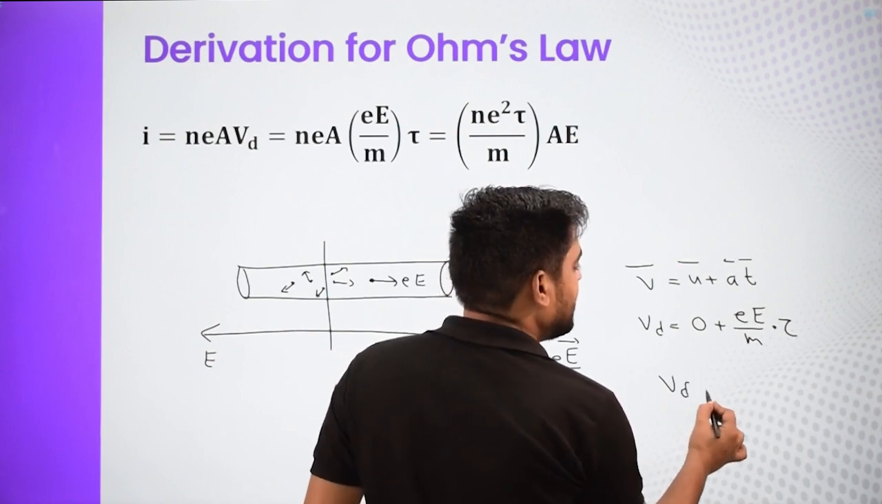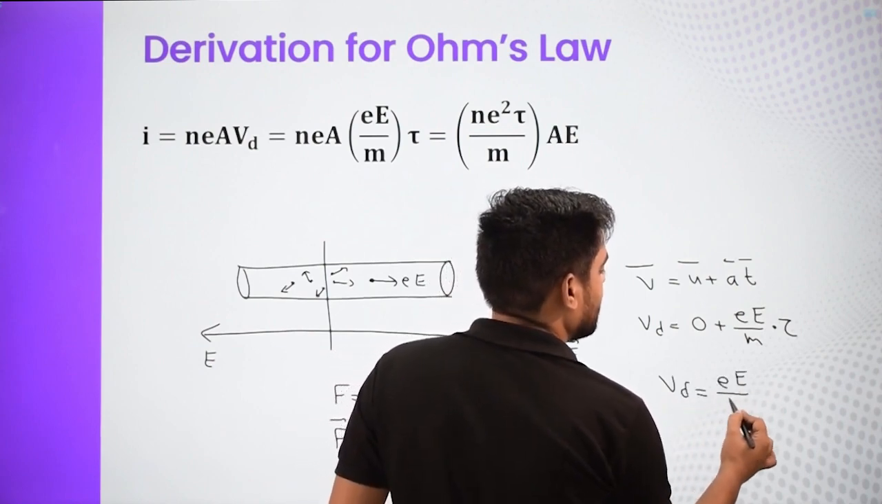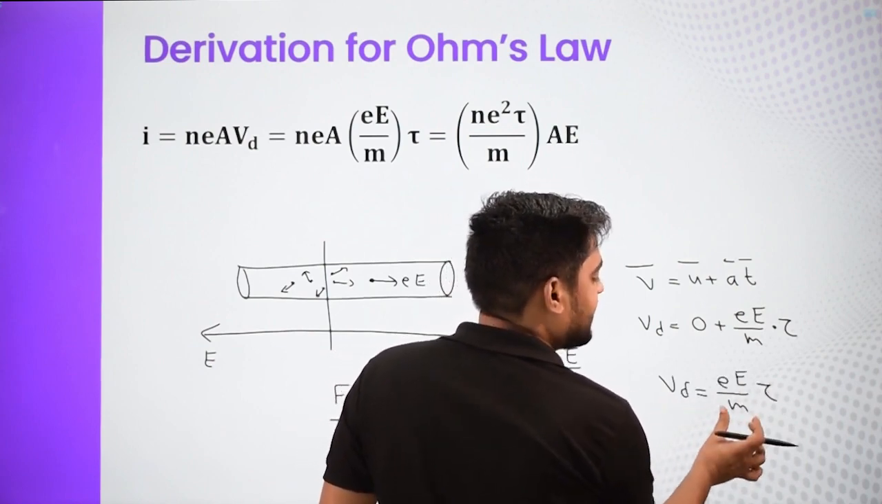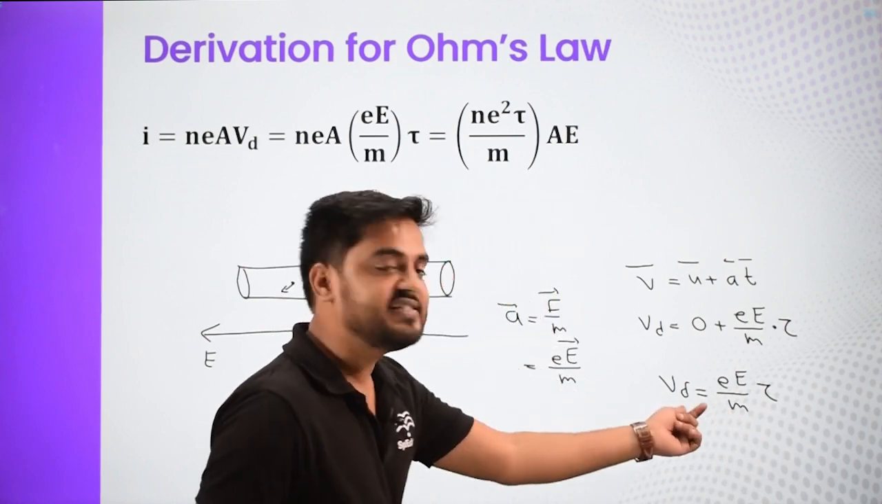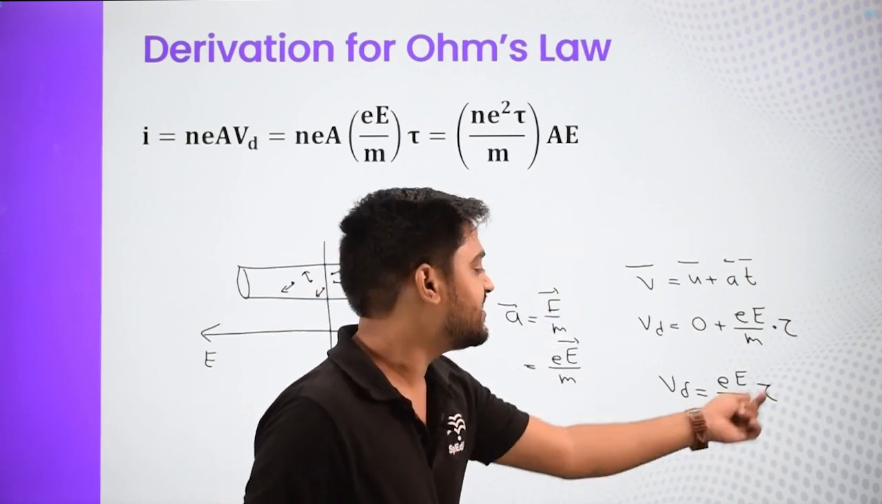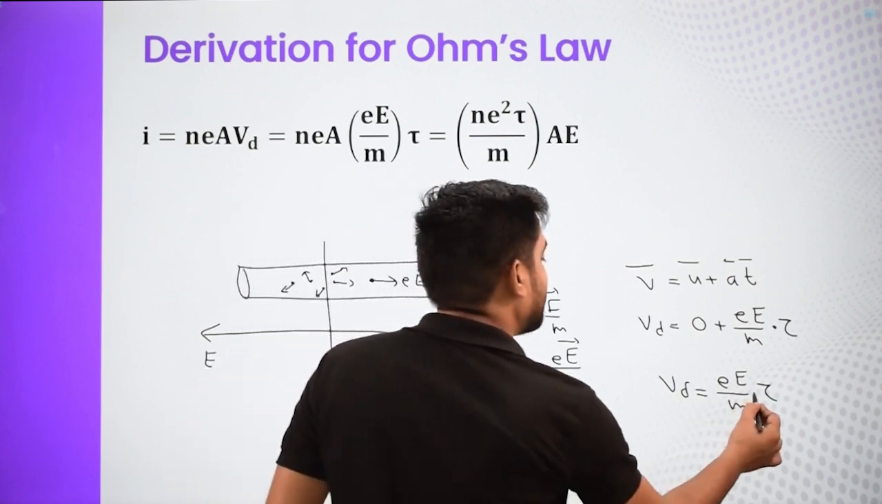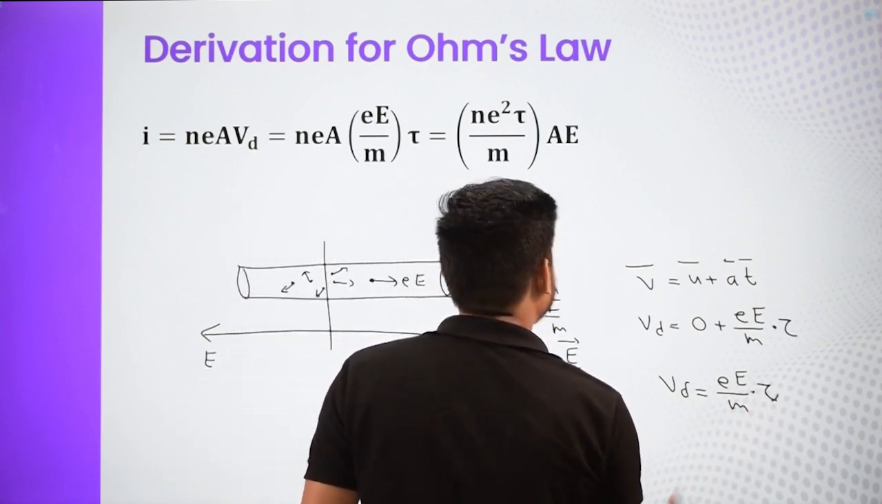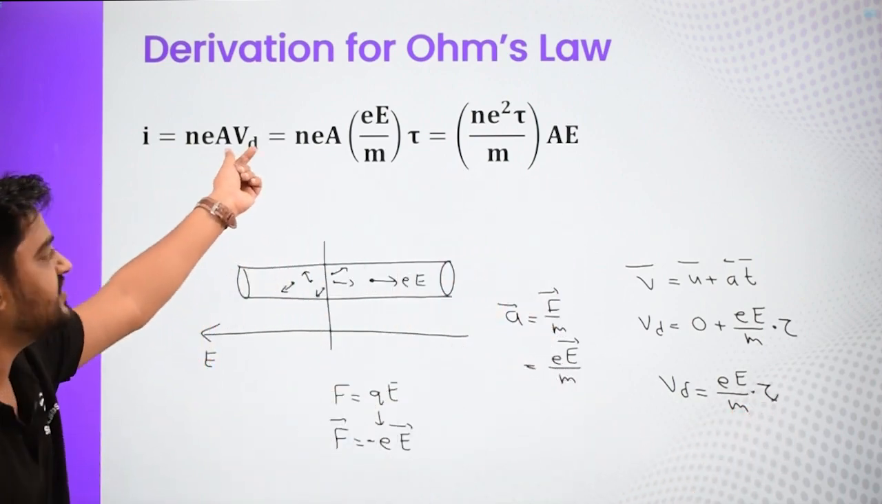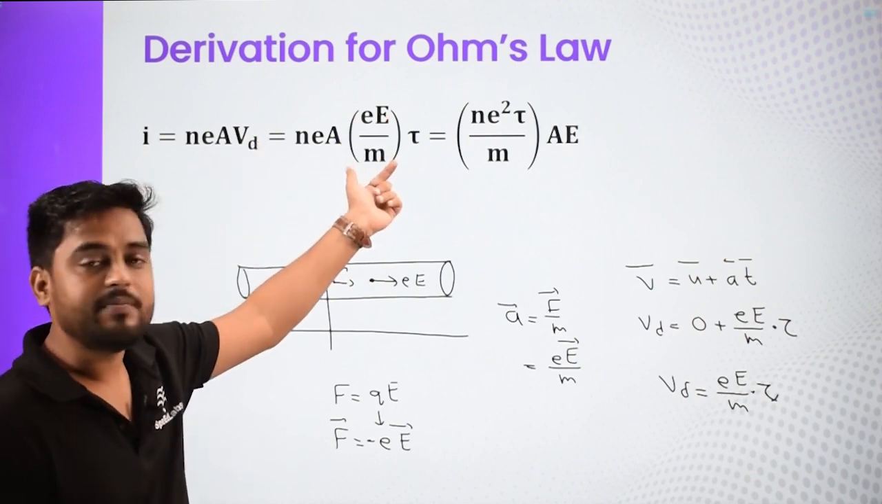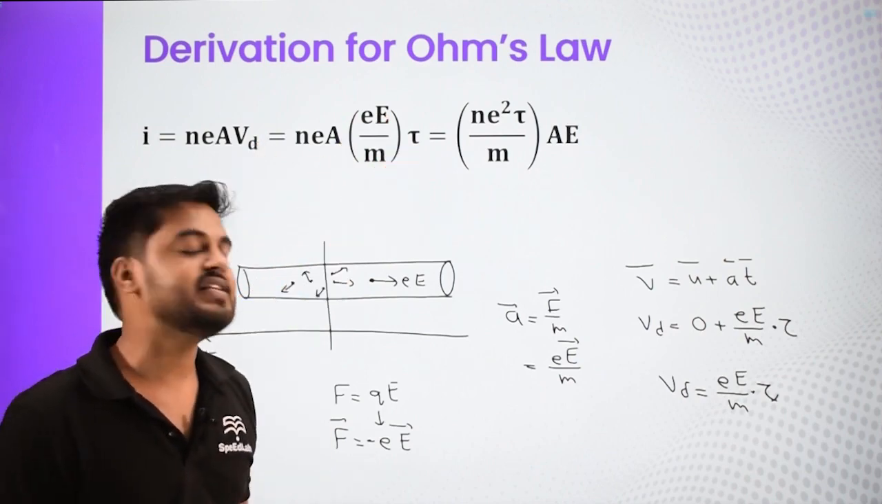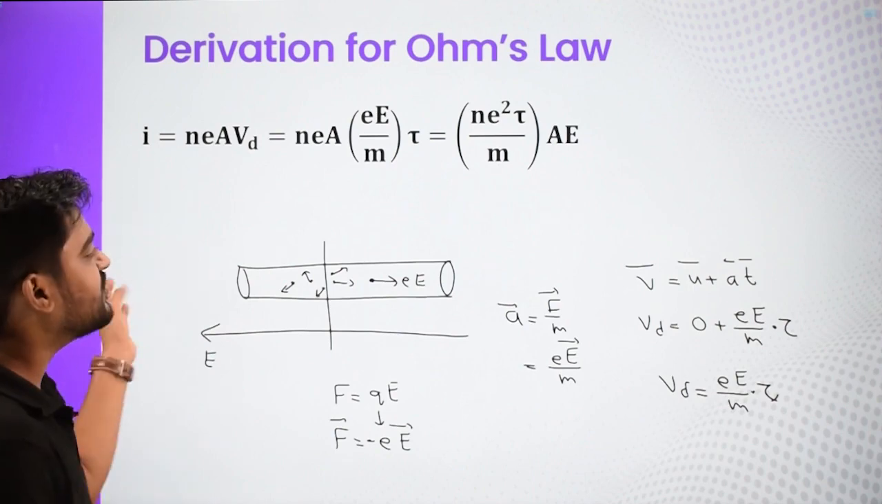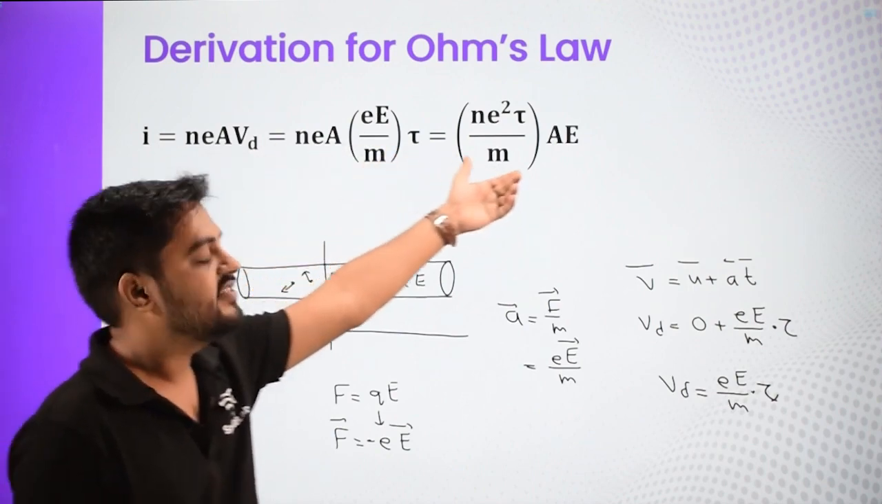expression, vd is equal to the average acceleration into time. So speed is equal to average acceleration into time. This is another expression for drift velocity, and that is what is written over here. Drift velocity can be written as eE by m, which is the acceleration, into tau. Tau is the relaxation time, and if you solve it, eventually you get this expression.